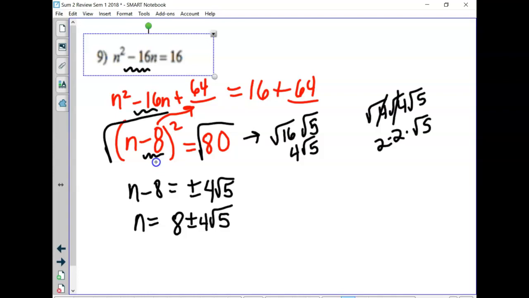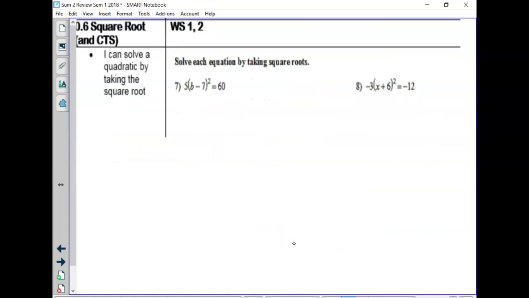Are you good? Anybody? What else? Did you need to see any factoring? We skipped all the factoring.